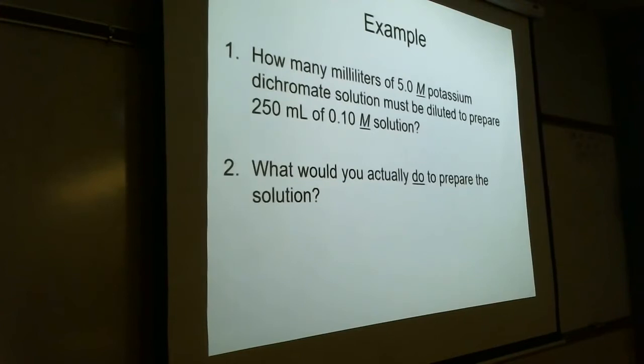How many milliliters of 5 molar potassium dichromate solution must be diluted to prepare 250 milliliters of a 0.1 molar solution? So part 1 is just a calculation. And then part 2 is where the rubber meets the road.